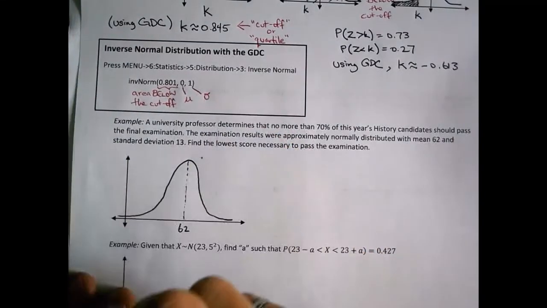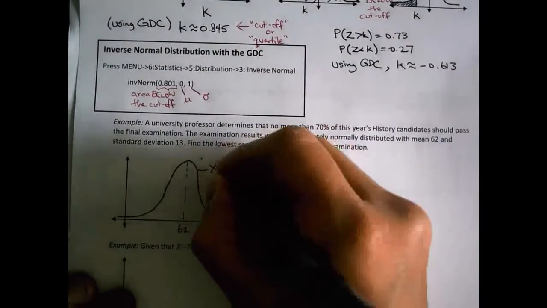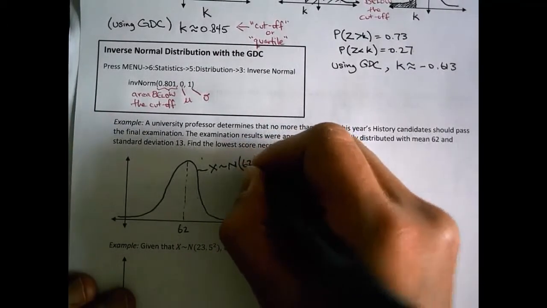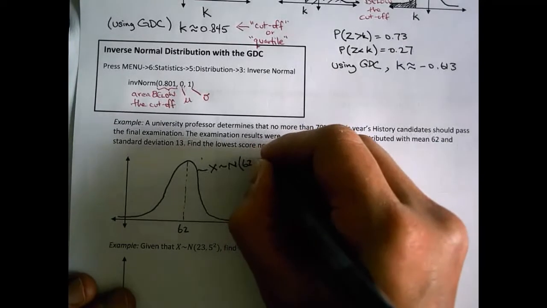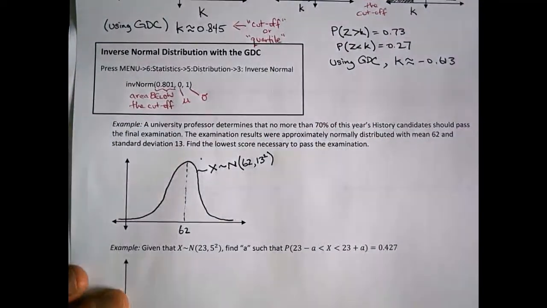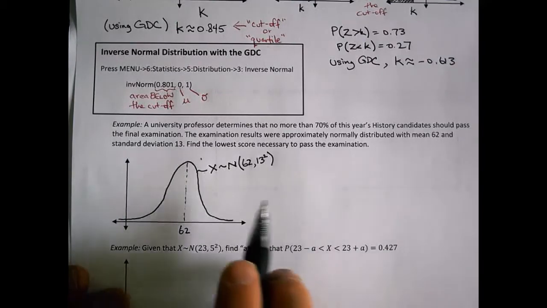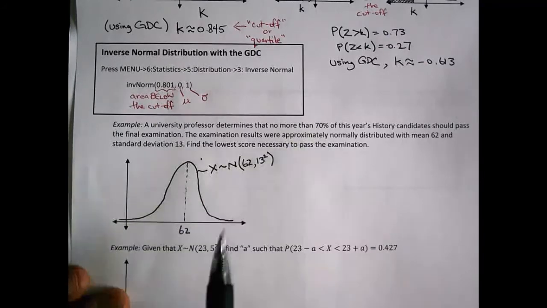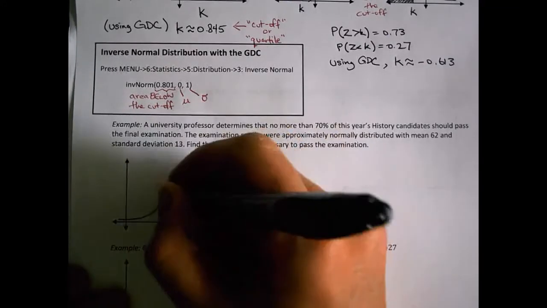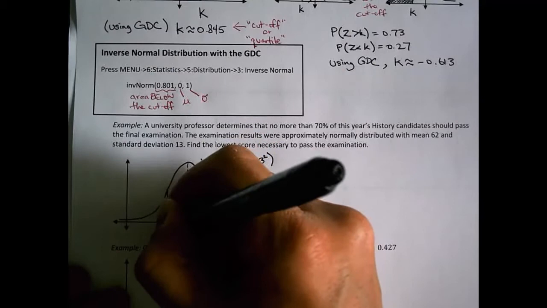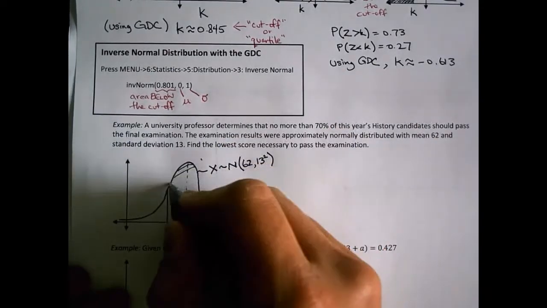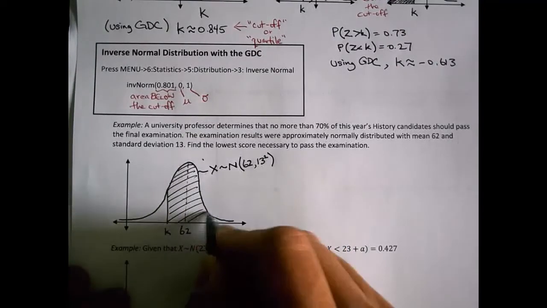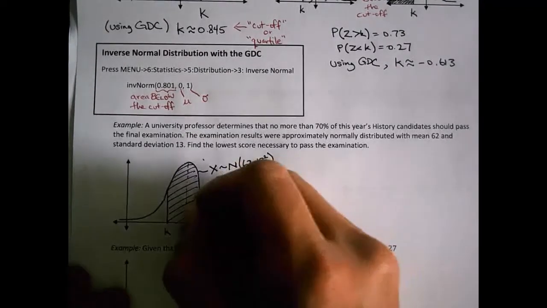the mean is 62. In fact, we should label this. X is a random variable following a normal distribution with a mean of 62 and a standard deviation of 13. We write squared there. Okay, so, and we know that we want to find the lowest score to pass. How many pass? 70%. So this is 50%. So there's some cutoff here, and everyone above passes. So let's color that in. Okay, so this is 70%.